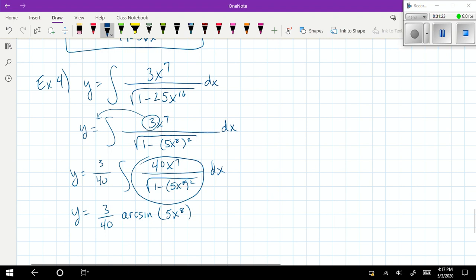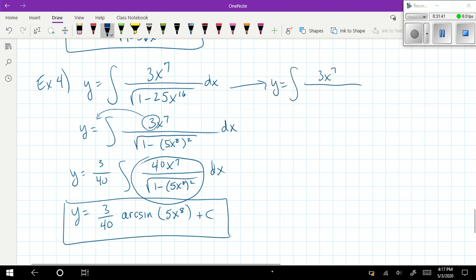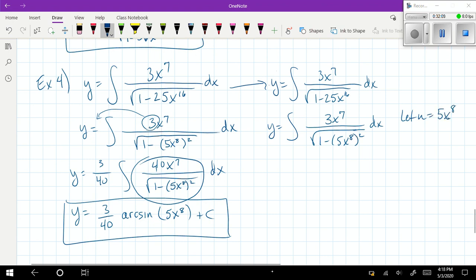Okay. So put a little plus c on the end of this, and we are done. We can go through the u sub, which I do think is kind of important to practice a little bit. Let's do this. Y equals the integral of 3x to the 7th over the square root of 1 minus 25x to the 16th dx. I first have to get this put in the right format: 1 minus 5x to the 8th quantity squared, and on the top 3x to the 7th dx. And I can go to the side and say let u equal 5x to the 8th. Then du is equal to 40x to the 7th dx.